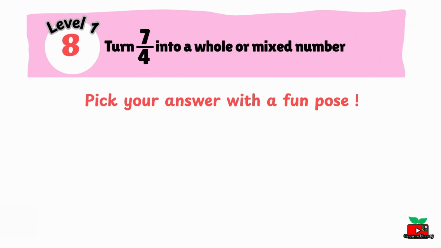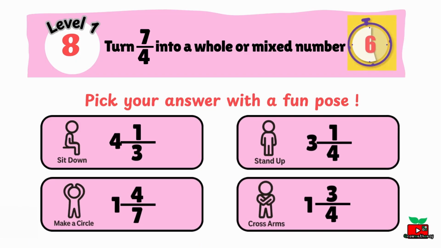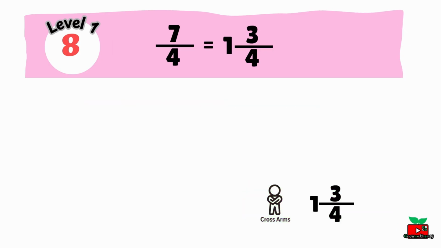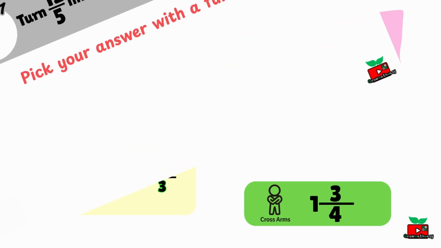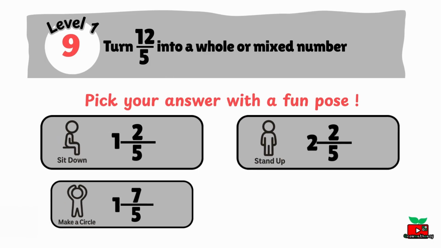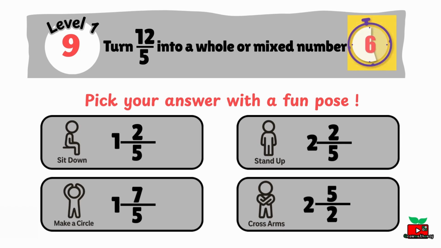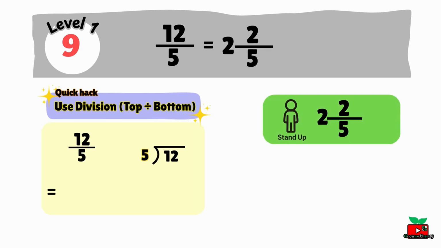Turn 7 quarters into a whole or mixed number. One and 3/4. 7 quarters equal 1 and 3/4. Turn 12/5 into a whole or mixed number. Two and 2/5. 12/5 equal 2 and 2/5.